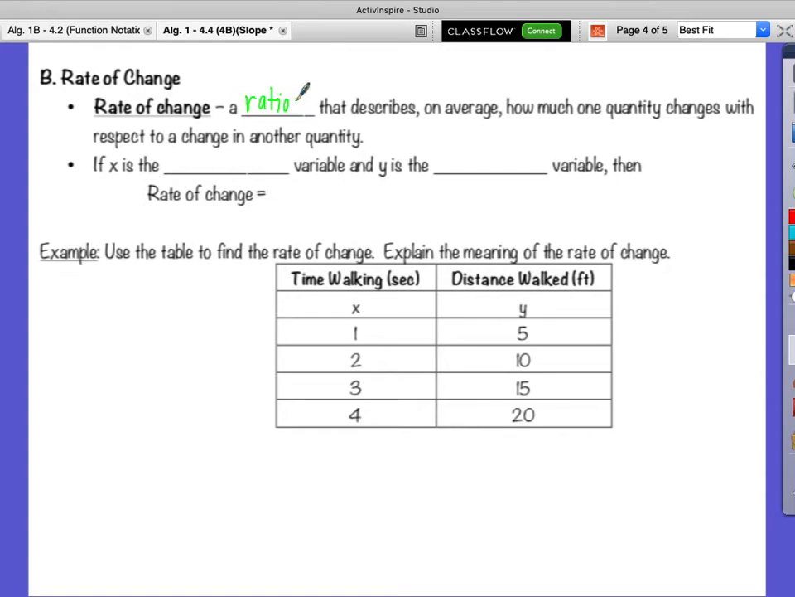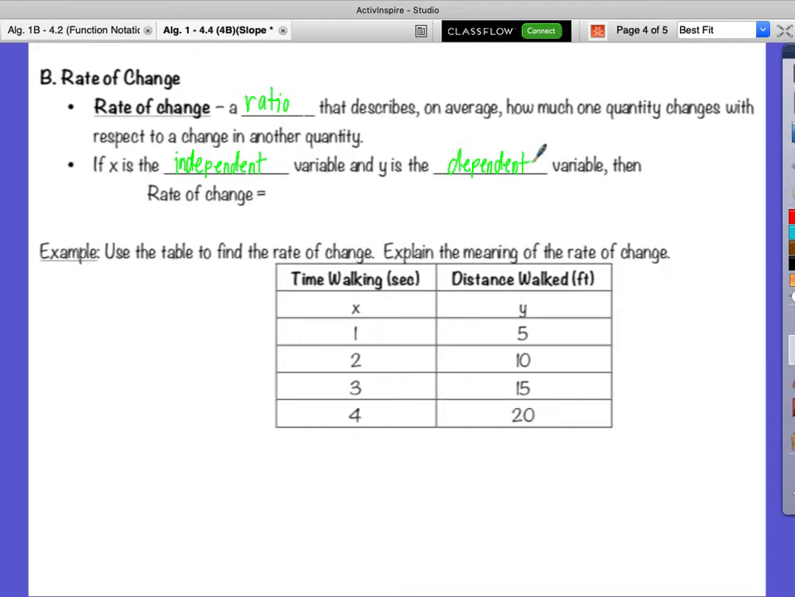So if x is our independent variable, do you guys remember independent and dependent variables from science? If x is the independent variable, and y is the what variable then? Dependent. If x is the independent variable, y will be our dependent variable. We'll say that whatever y is depends on x. Just like we found out with our functions, we plugged in x, we got out y. So x was the independent, y depended entirely on what x was.